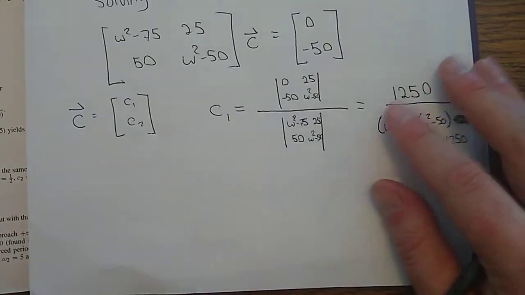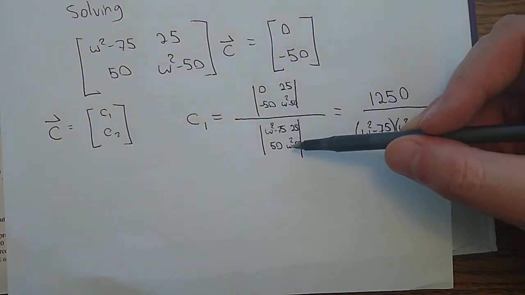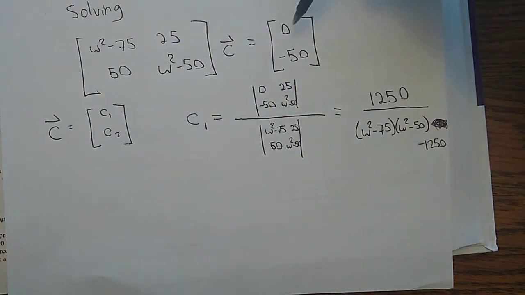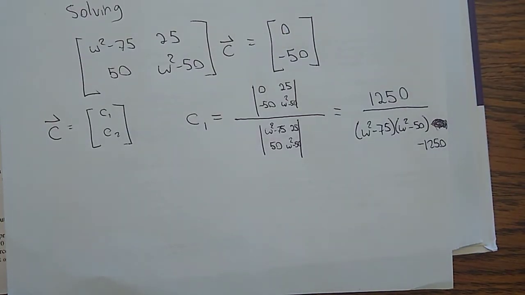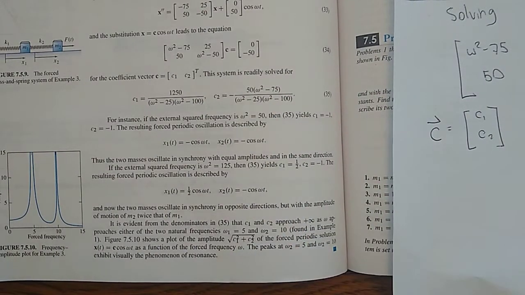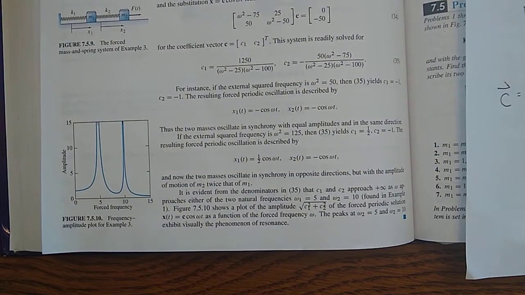You can get C2 the same way. It would be a determinant divided by another determinant, except for C2 on the top, you would take this matrix and replace the second column with this instead of the first column. And you would do that, and I encourage you to check that you get this. So that's how this can be done. You can solve for your C1 and your C2.